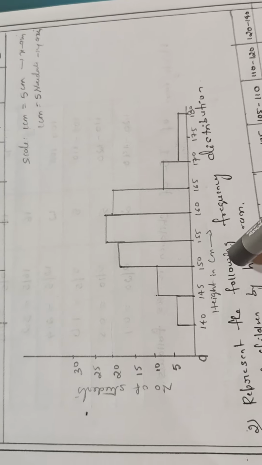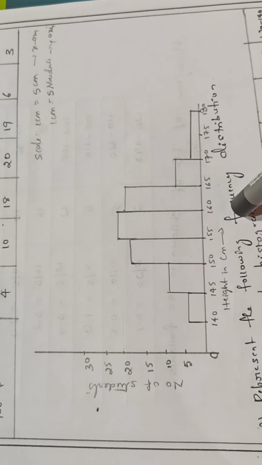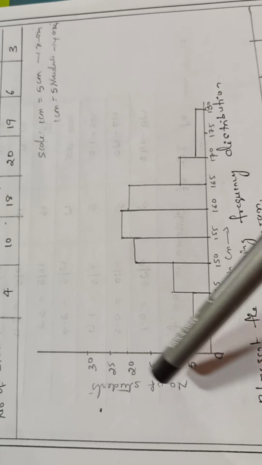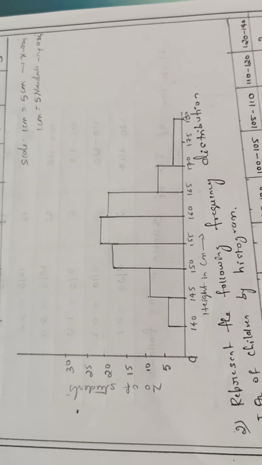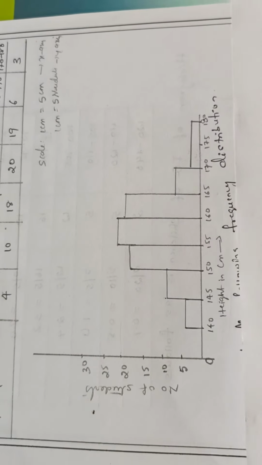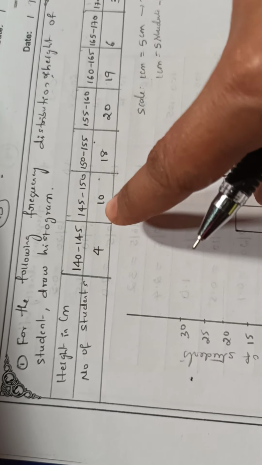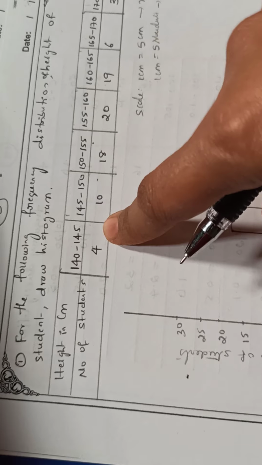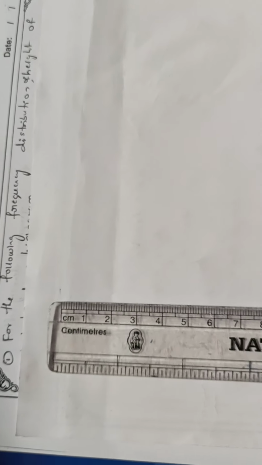So here what you have to do is take the variable along the x-axis, that is height in centimeters, and the frequency along the y-axis. Here I'll tell you how to draw the graph. So here I'm taking a plain paper. Number of students must be taken along the y-axis, and height in centimeters must be taken along the x-axis. So let us draw the x and y-axis first.